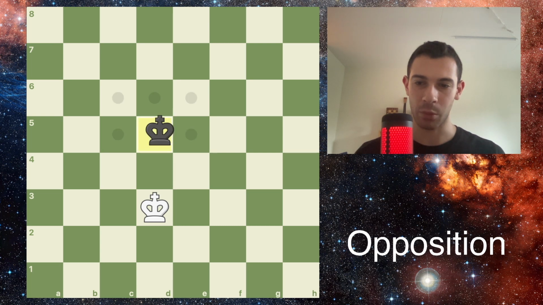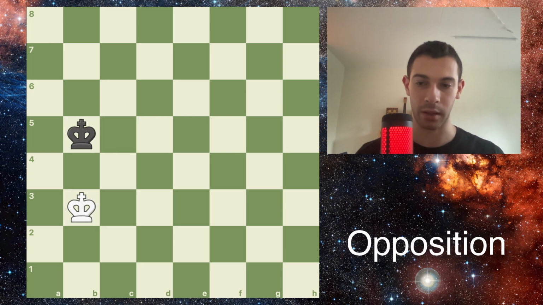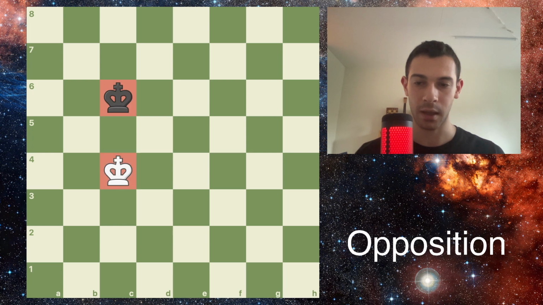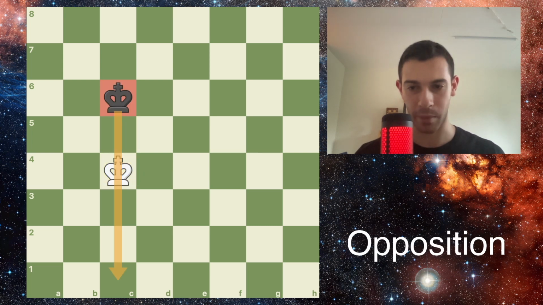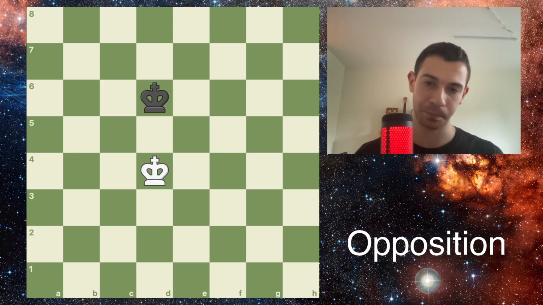If black moves his king to, let's say, c5, then white can copy black and go to c3. If black goes to b5, then white can again copy. If black goes backwards, then white can copy. White can always maintain this line here between the kings and this one square, meaning that black will never be able to advance into white's camp. Regardless what black plays, white can always just copy black and stop him from infiltrating.